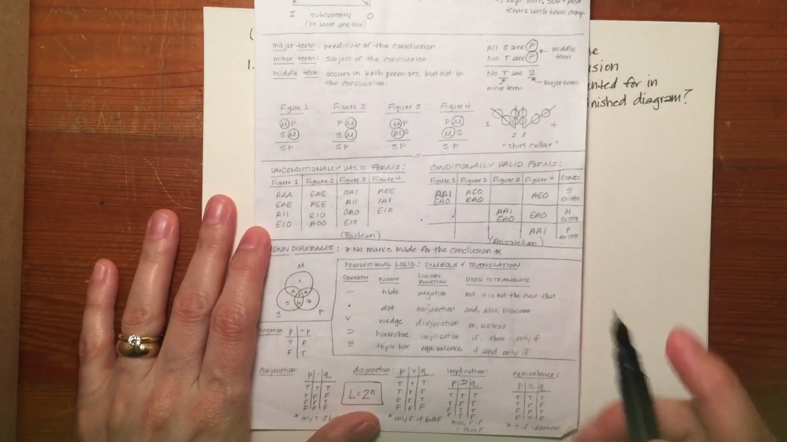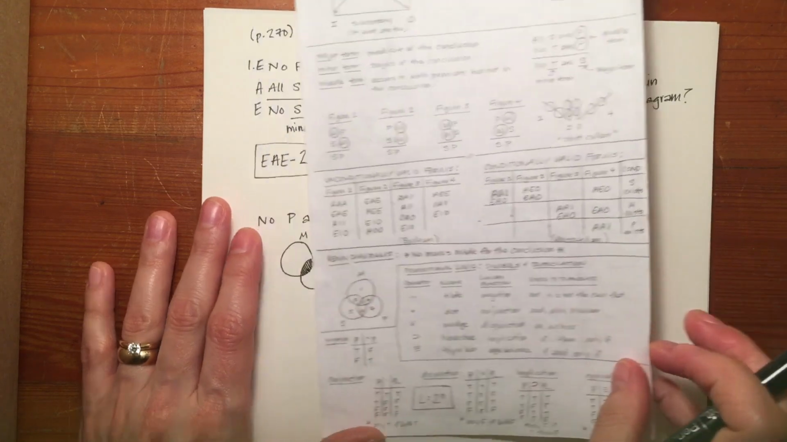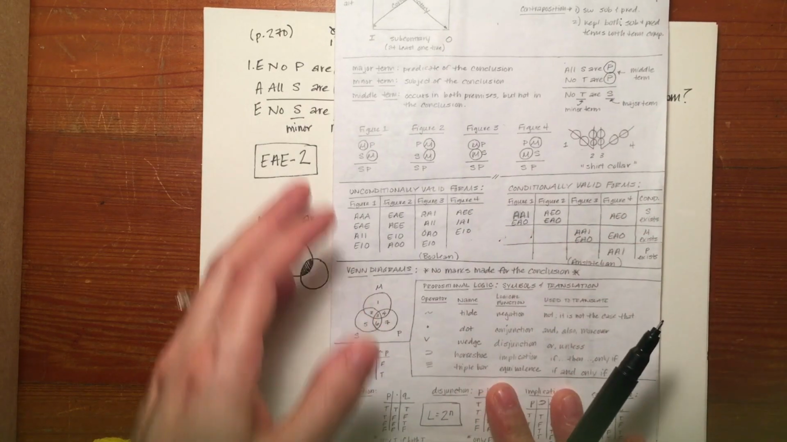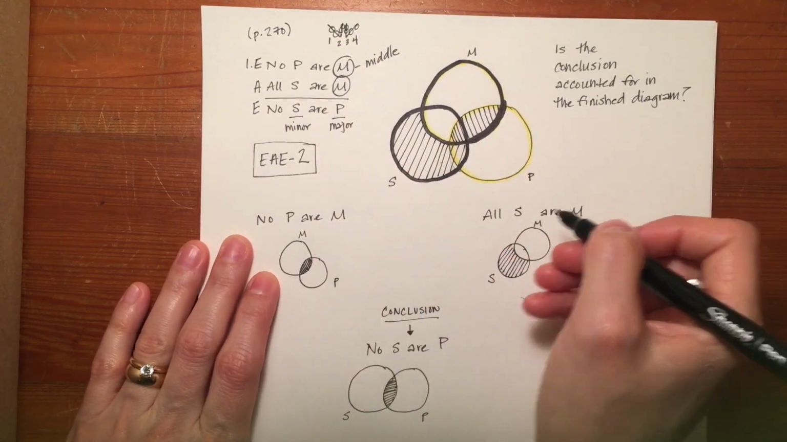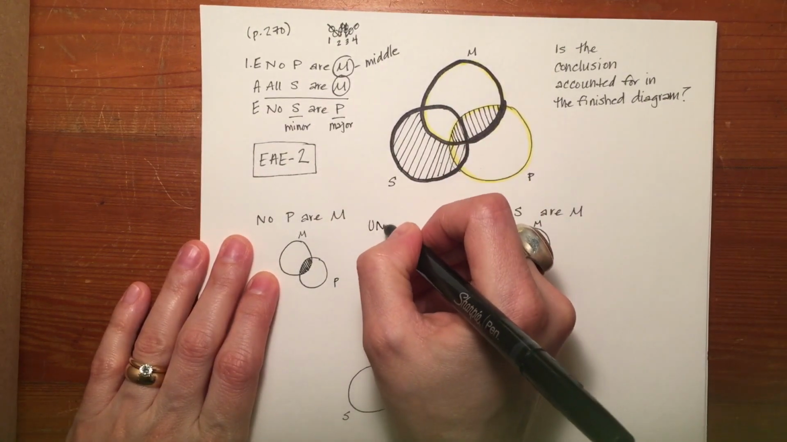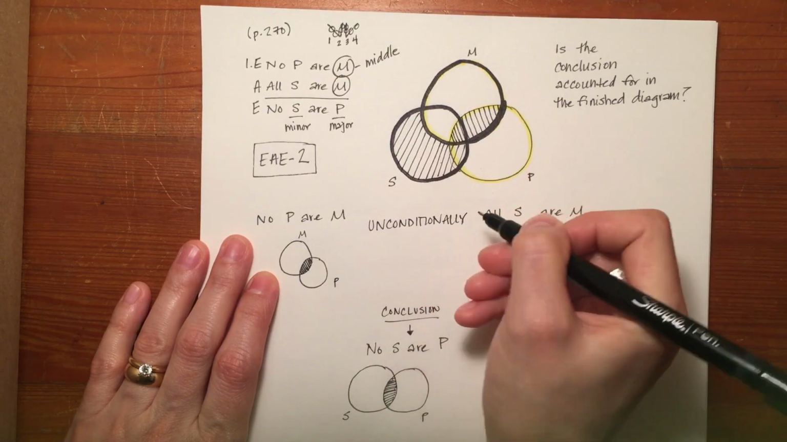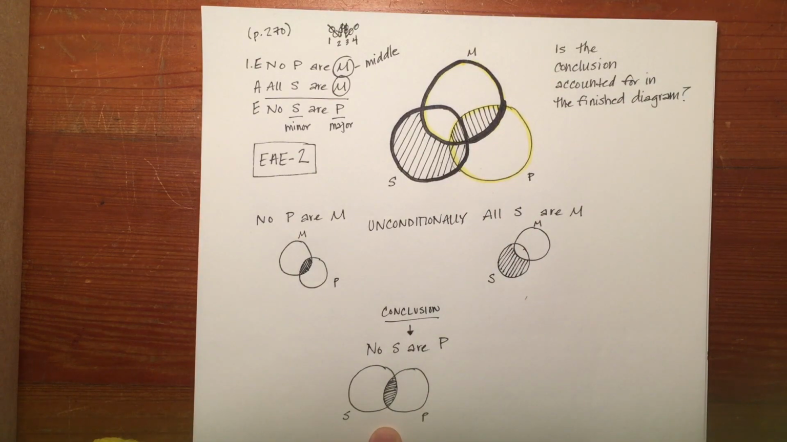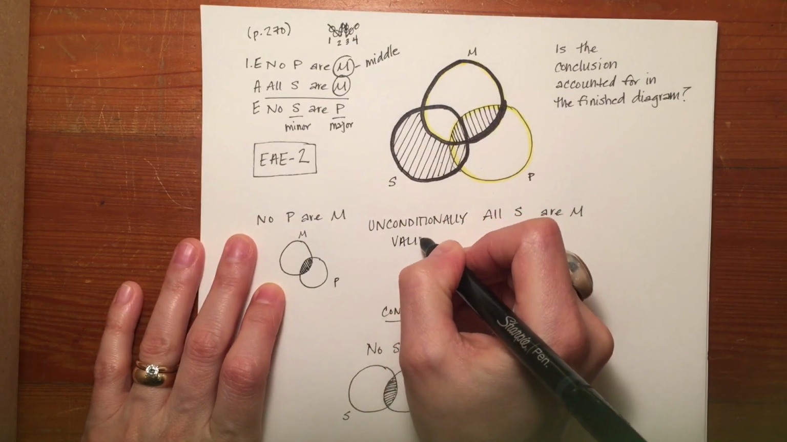I'll show you my handwritten version of this. I can go back and check the unconditionally valid forms and conditionally valid forms chart and see, is EAE under figure 2? In fact, it is there. So now I've been able to double check my work to say, is it unconditionally valid? Yes. Why? Because not only did I read the diagram and the diagram showed the conclusion, but also I can double check it with my mood and figure.